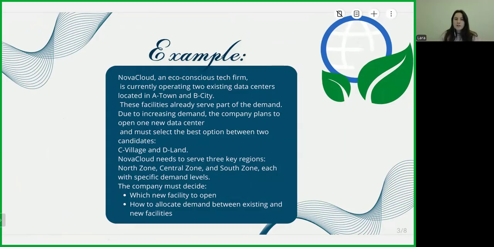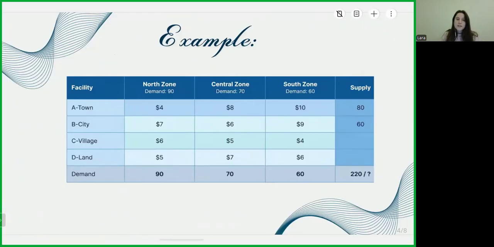And for those methods, we are going to use the same example. So please read it before we continue. But we already have everything written here, so I'm going to talk about this here. So we have two facilities that are already open, A town and B city. And we have two facilities that we have to choose between, C village or D land. We are going to choose one of them.